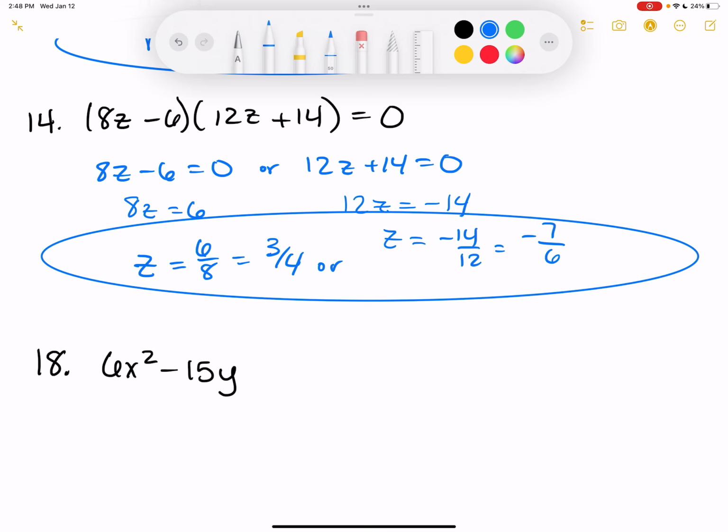Okay? The numbers, 6 and 15. They're not the same number, but what do they have in common? 1. Okay, something bigger than 1. 3. Okay, so 3 can come out of both pieces. So you take the 3 and you put it out front. You draw parentheses. If I took a 3 away from 6, what's left? 3.